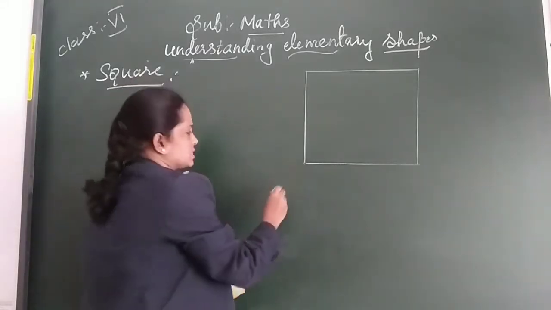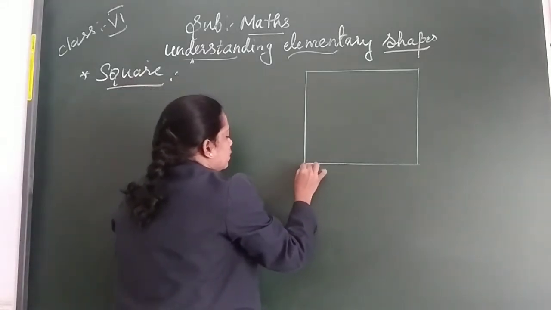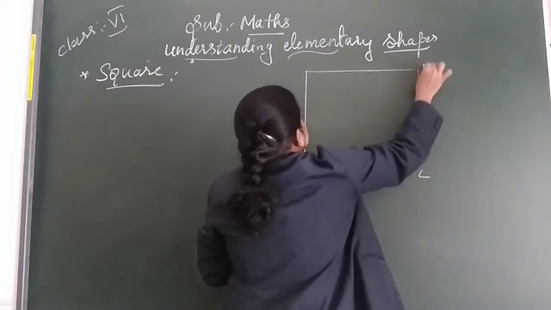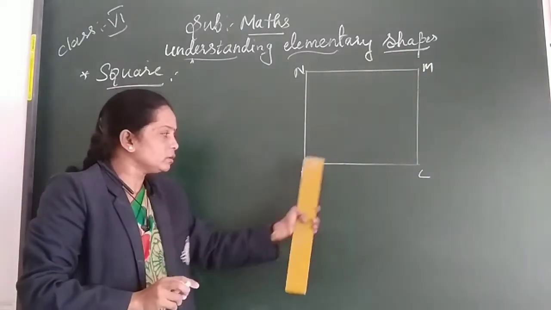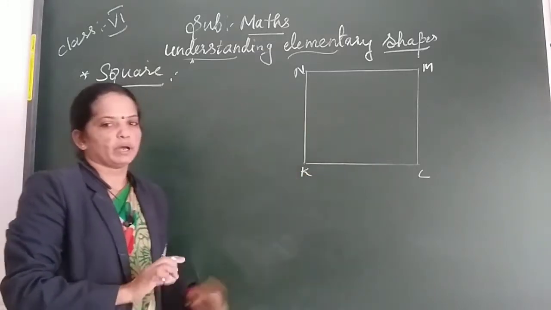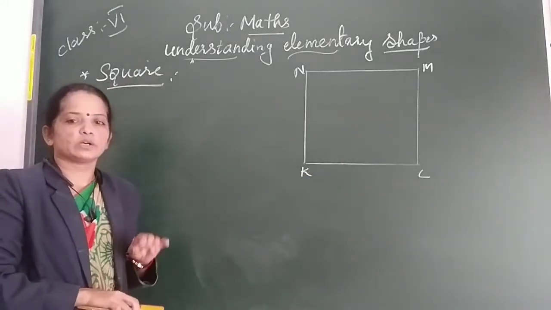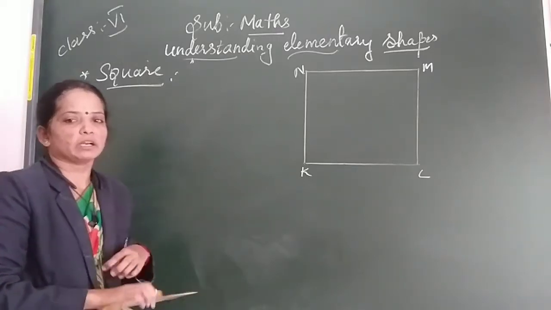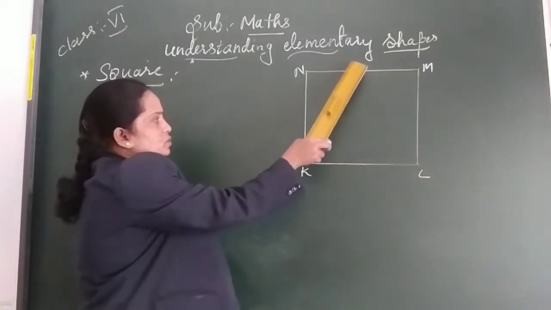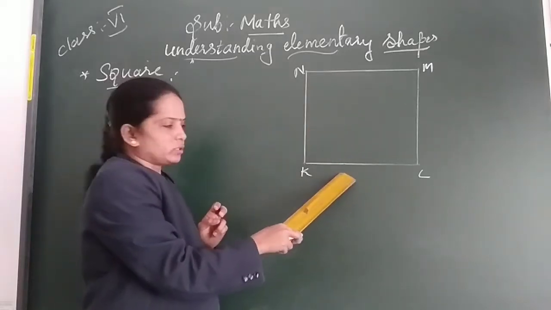So here this is a square. If I take K, L, M, N, I name the square KLMN. A square is also a quadrilateral as well as a parallelogram. Parallelogram means the opposite sides are parallel to each other.